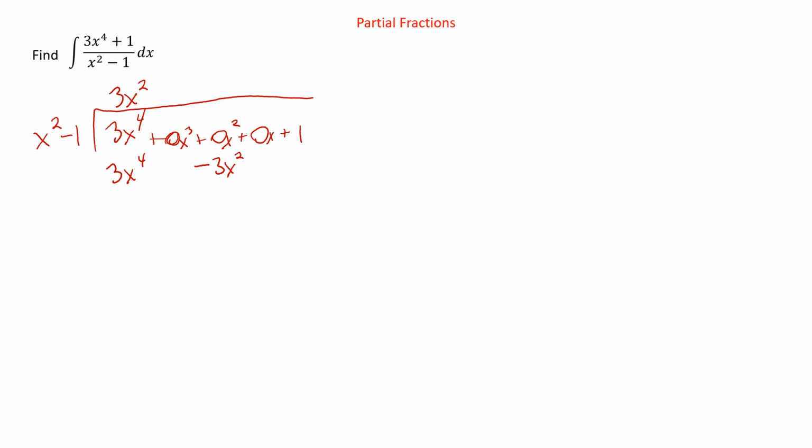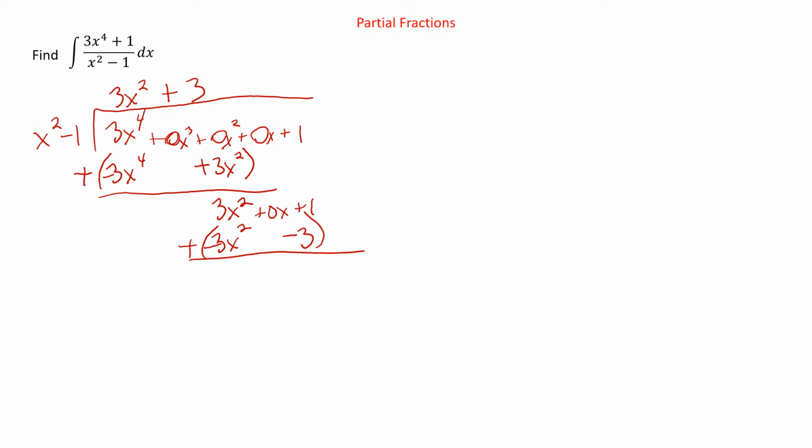Stack it so that when we subtract, we're not combining non-like terms, because then we subtract this whole thing. The 3x to the fourth is going to have to cancel. That's kind of the idea here. Distribute that negative. So we end up with 3x squared. Then we can bring down everything else. Now, x squared times what equals 3x squared? Well, that's 3. Multiply, we have 3x squared minus 3. Subtract, and distribute that, so we get 4. And so this will be plus 4 over x squared minus 1.